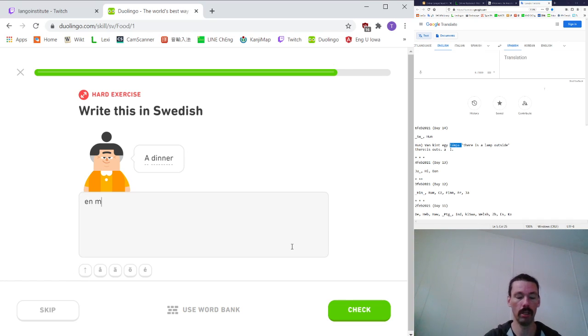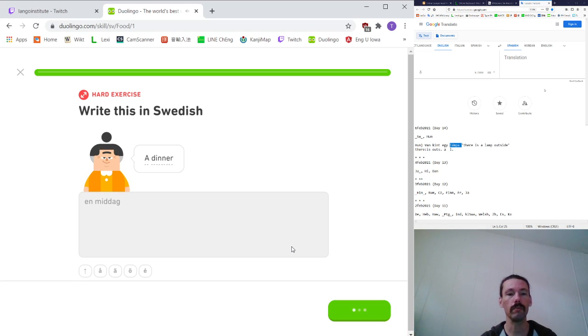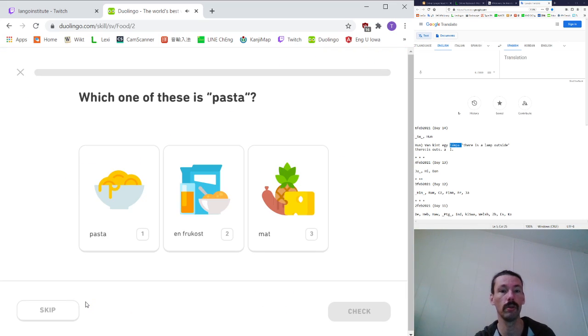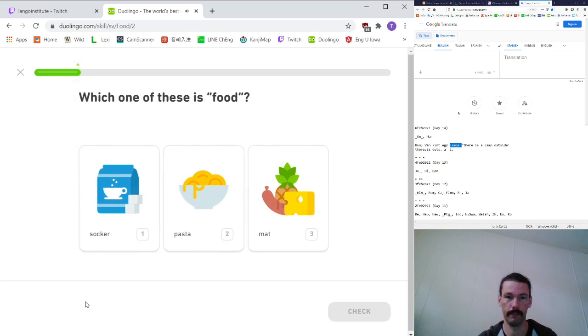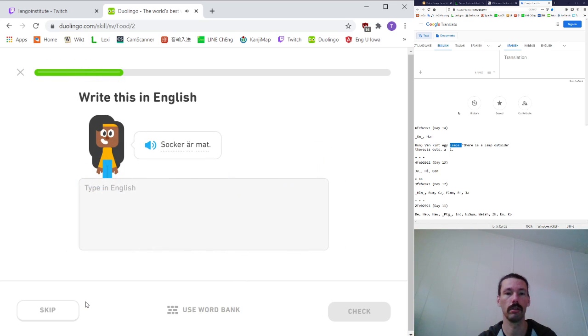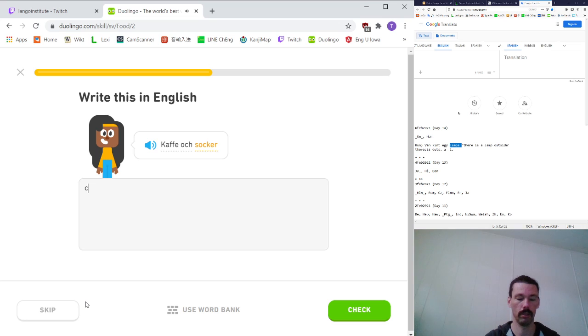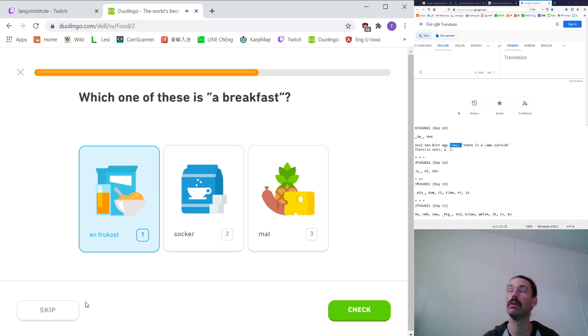En middag. Middag, a dinner. 6 letters. That middle consonant doubled. Associates these two words. Mat. Matt, food in general. En frukost. Frukost, breakfast. Pasta. Socker är mat. Sugar is food. No articles. Mat. Pasta. En frukt. Kaffe och socker. Coffee, sugar. Simple. En frukost.